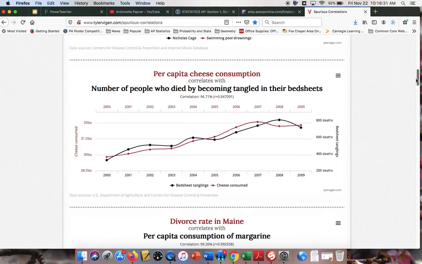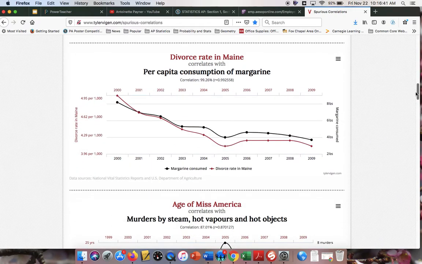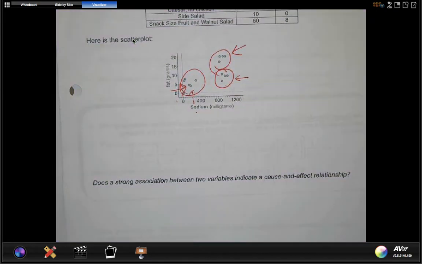Per capita cheese consumption correlates with the number of people who died by becoming tangled in their bed sheets. Very high correlation right there. Interesting. Divorce rate in Maine correlates with per capita consumption of margarine. So again, there's a correlation here, but one is not necessarily causing the other one. This is a very interesting website. The guy went on also to write a book, so you can look up more if you would like. All right, so back here to our notes.